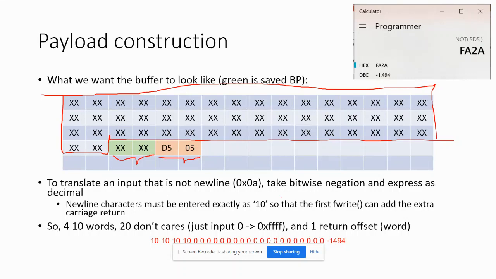So there are two types of inputs that we're going to supply. One is 10, right? This is going to basically give us one extra byte of overflow for each 10 that we have. And the other is regular data bytes. So could be don't cares, or it could be the end here. So to encode the new line, all we have to do is input a 10.